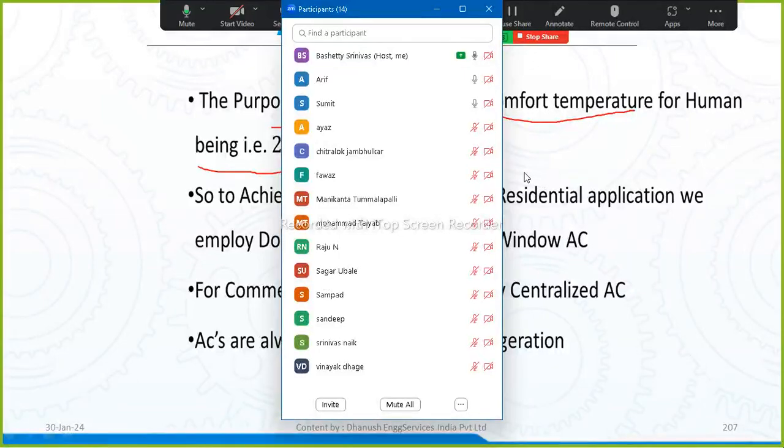Now when it comes to centralized air conditioning, guys, we don't do any calculations. Why? Because who will do them? Mechanical people.